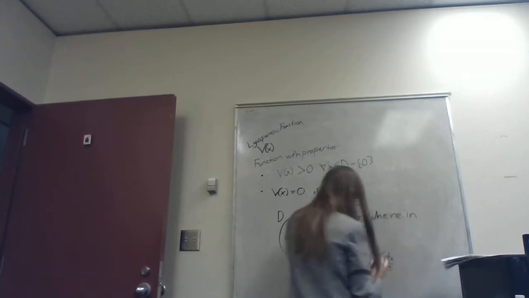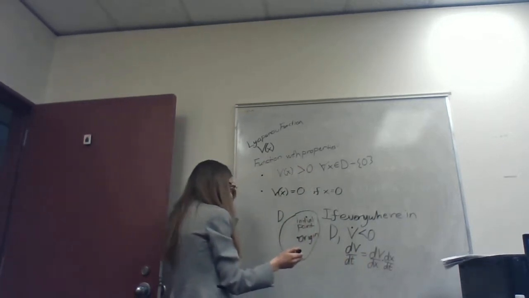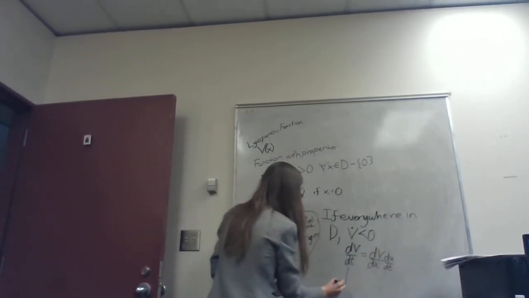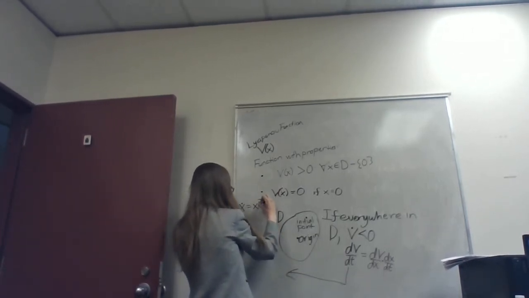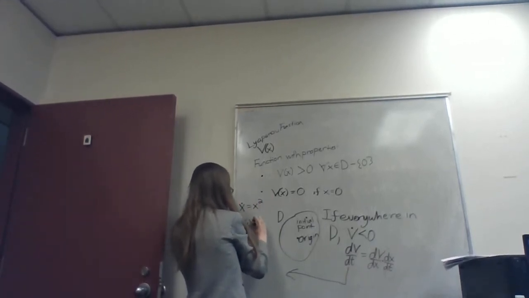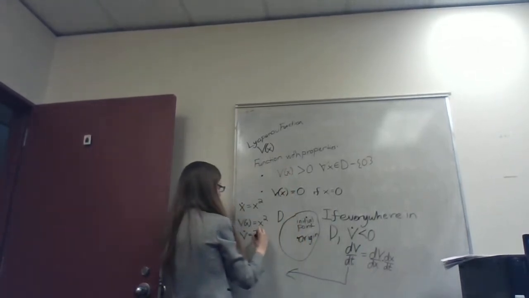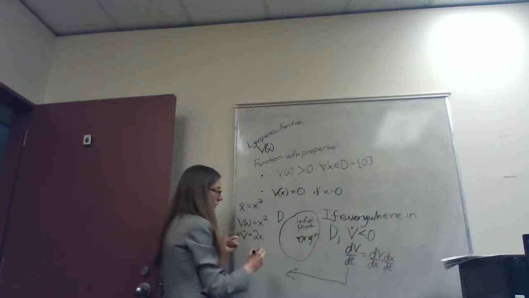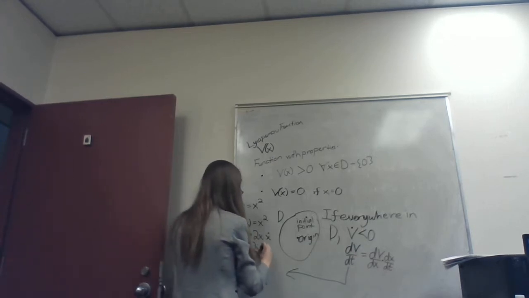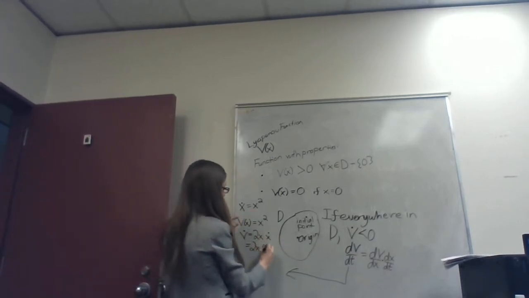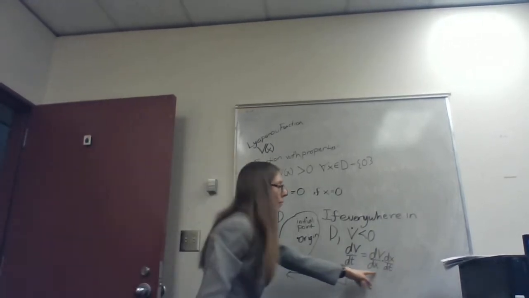because v is a function of x. Let me first describe what this is trying to tell you. Say you have x dot equals x squared, and v of x is also equal to x squared. Then v dot is dv dx, which would be 2x, and then dx dt is x dot. So this is 2x, and now I plug in this x dot up here, times x squared, which equals 2x cubed. So that's an example of what this is saying.